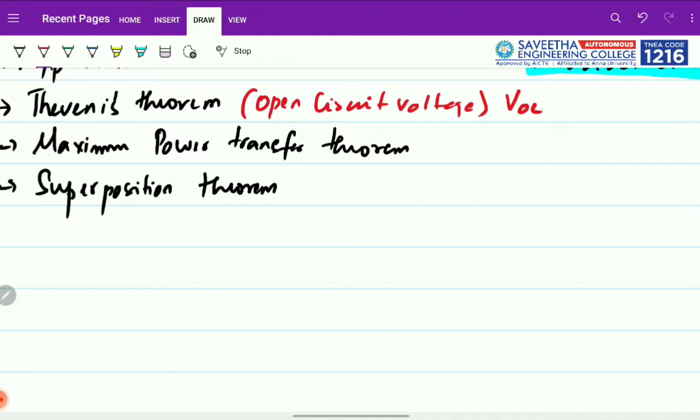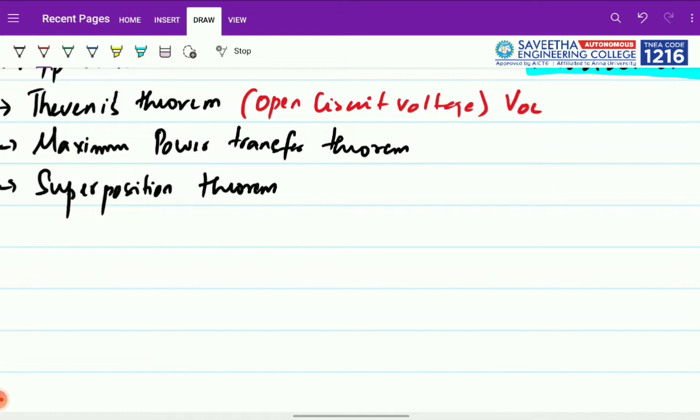This open circuit voltage is the maximum voltage across any terminal. So in Thevenin theorem, you would find the open circuit voltage across any load. This verifies that a particular terminal where the load has to be connected should have the maximum or the actual voltage that is required.